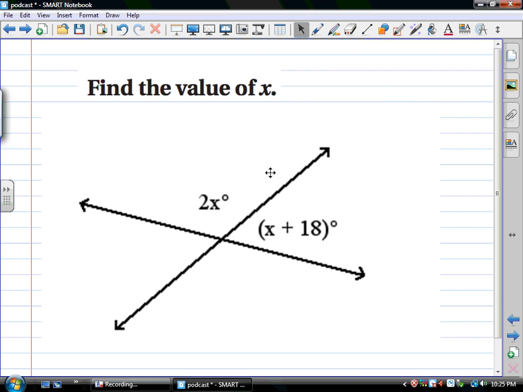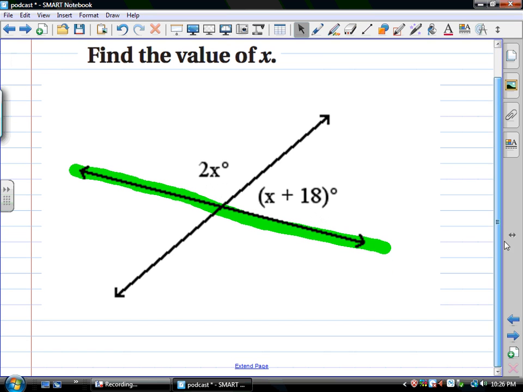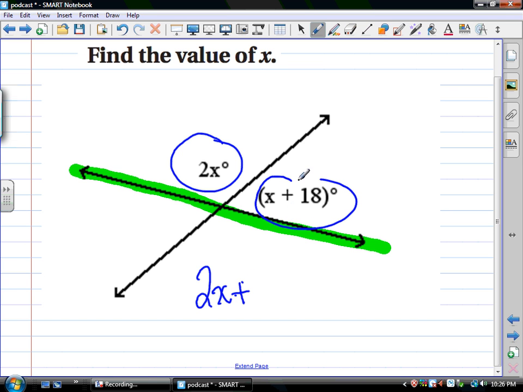Almost there. Find the value of x. I'm thinking, ooh, minus 10. That was a horrible line, Mr. Phillips. There we go. These are supplementary angles. Supplementary angles make a straight line or add up to 180 degrees. So I'm going to write myself an equation. 2x plus x plus 18 has to give me 180 degrees because this is a straight line, straight angle.